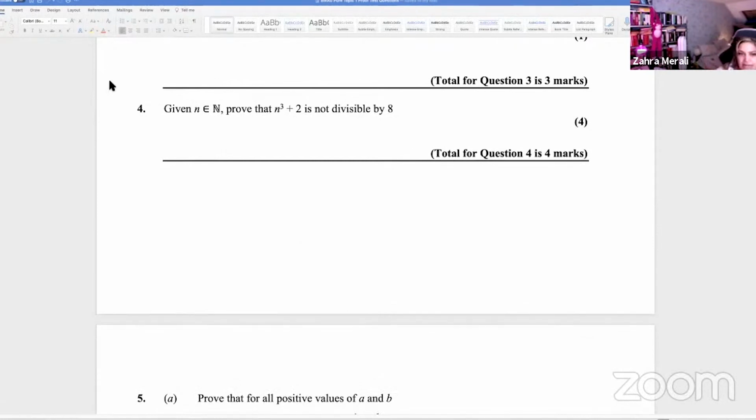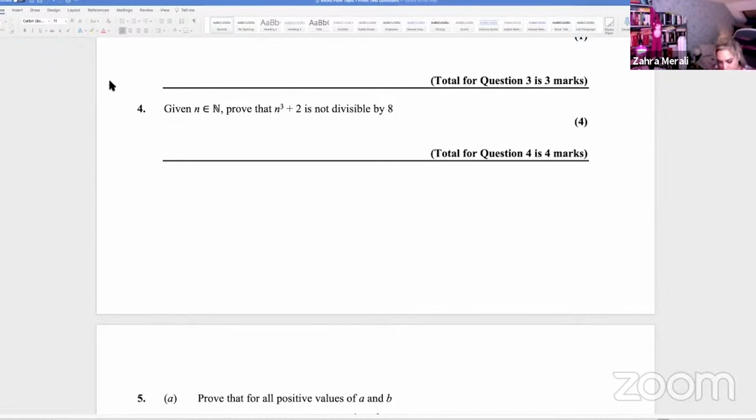Okay, given n is a natural number, prove that n cubed plus 2 is not divisible by 8. Okay, so we're looking at this and you're like, it doesn't tell us whether it's even or whether it's odd. So what I would do is consider both cases. I'd say if it was even, what happens? And if it was odd, what happens? Now you can do it logically using if n is odd, then this happens, and if n is even, or you can do it using algebra.